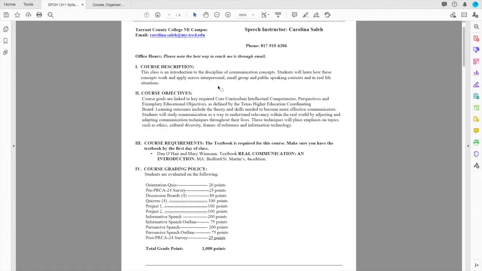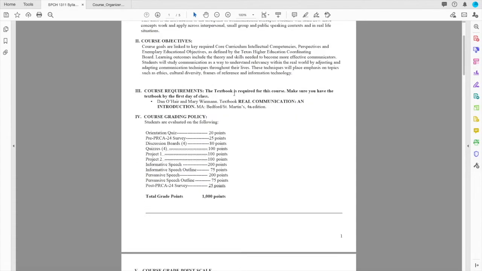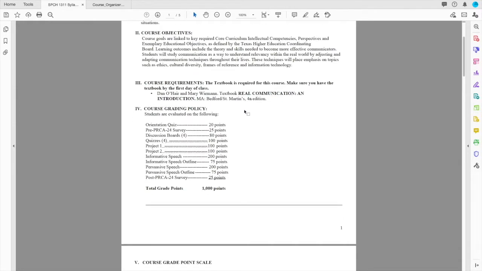This gives you a course description right here. We're going to learn about the various communication concepts and the course objectives. And yes, the textbook is required for this course. Make sure you have the textbook by the first day of class. It is Real Communication by Dan O'Hare and Mary Weinman, 4th edition. You will need this book in order to do the 2 written projects for this course.